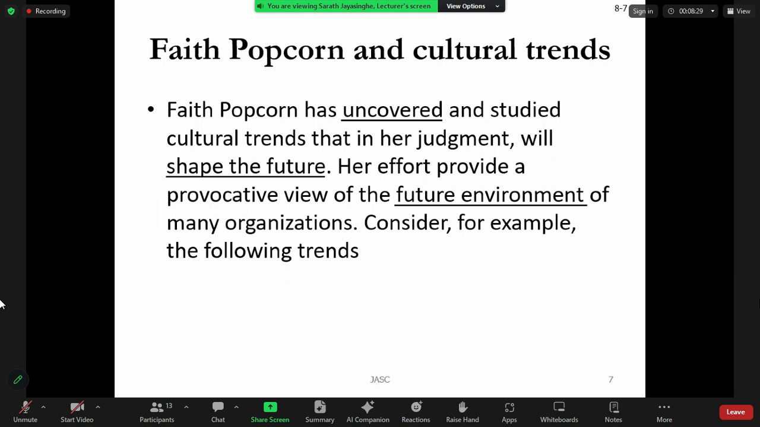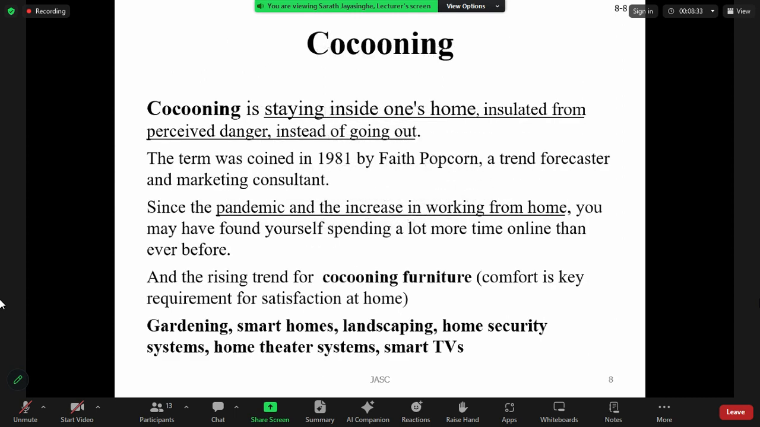For example, we can see cocooning culture: staying inside one's home, insulated from perceived danger, instead of going out, right? This is a special case from when we had the coronavirus, COVID-19. This idea of cocooning culture was presented early on by Popcorn, and it happened. We experienced it. We were limited to the home environment and had no exchange with the outside. We couldn't go outside. The term was coined in 1981 by the trend forecaster and marketing consultant.